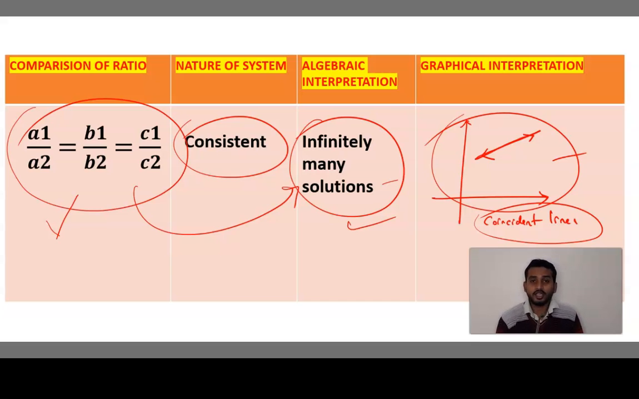In my next session I'll explain the problems related to these three conditions. We are solving the problems based on these three conditions in our next session. So do not miss any of our classes and any of the sessions related to this chapter, to score very good marks and high marks.